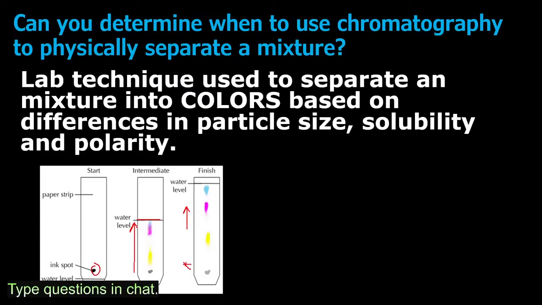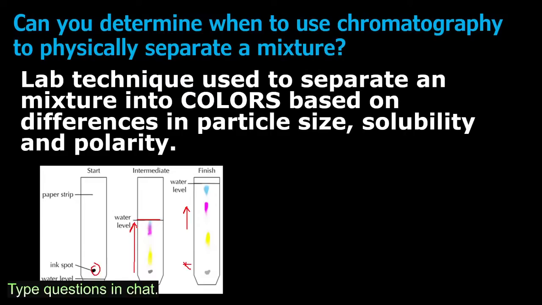And then the last one would be based on polarity, depending on what the paper is and what the solvent is. If the dye or the certain colors in the ink have the same polarity as the water, they tend to move with the water. Okay, so those are the different ways that we can use chromatography.